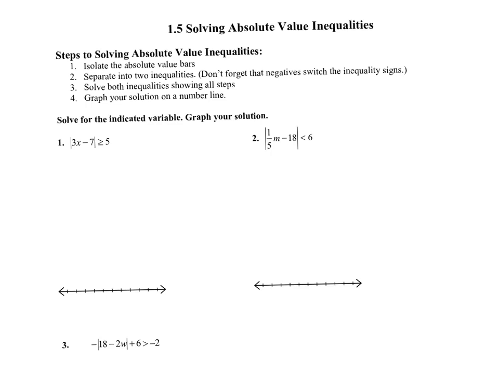How's it going, everybody? So today what we're going to be doing is solving absolute value inequalities, okay? You'll notice the steps to solving an absolute value inequality are right there up on the top of the screen. It's 1 through 4. First step, isolate the absolute value bars. Step 2, we're going to separate it into two inequalities, okay? And we also have to remember that negatives will switch the inequality signs. And then step 3, we're going to solve both inequalities showing all the steps, and now we're going to graph your solution on the number line.